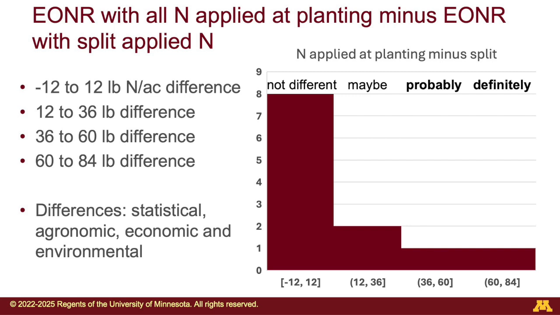So to think about this from a probability distribution, 8 of the 12 sites, there were no differences. 4 of the 12 sites, we could say with some confidence that split application was better, both agronomically, economically, and probably environmentally. And if we just take these two boxes, I think you can say definitely and very strongly that those are different, and that'd be 1 out of 6.